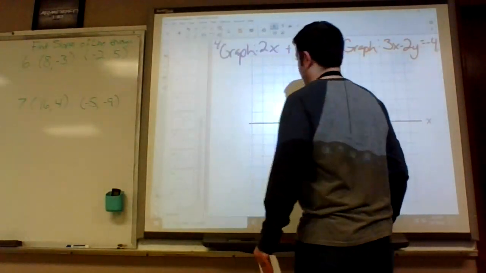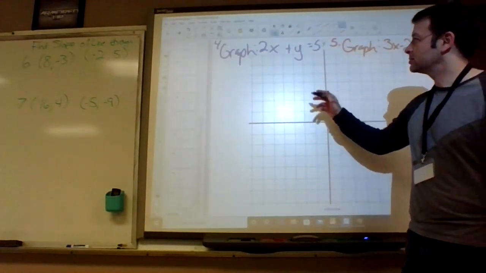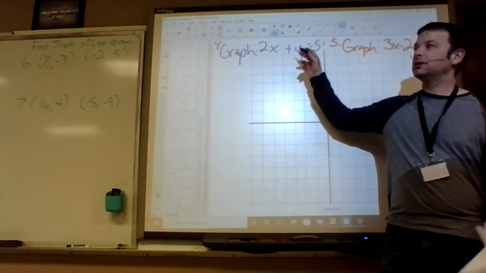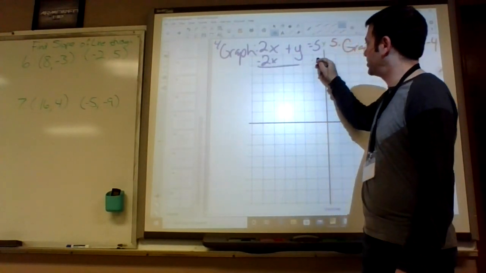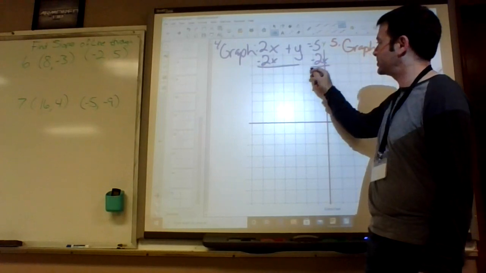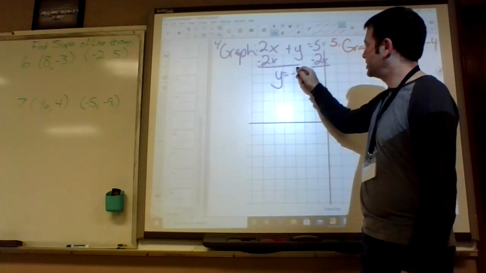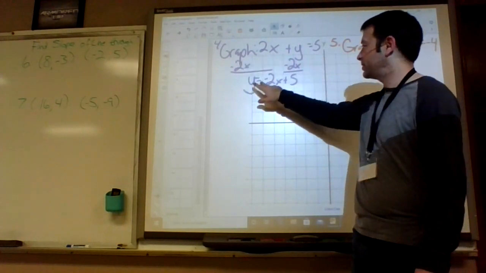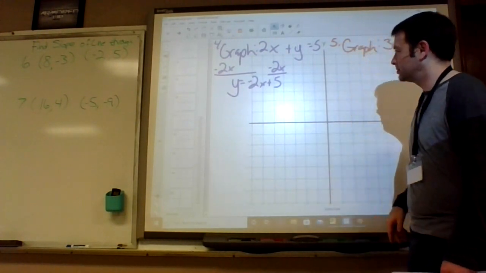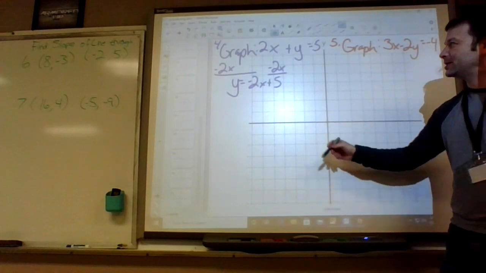Alright, what should I do first on number 4? You solve for y and subtract 2x. Right, to graph it I want it in slope intercept form, so I'm going to subtract the 2x over, y equals negative 2x plus 5, right? You just graph it now. There's nothing to divide by on this one, because it just says y equals already.